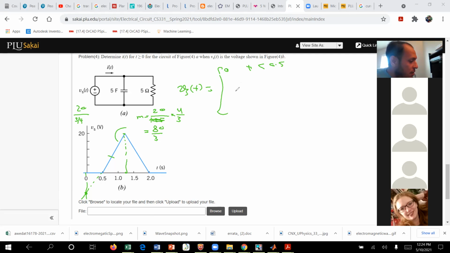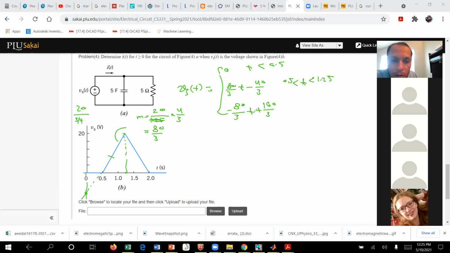So this one, that's what I wrote in the second part. It should be m, which is 80 divided by 3, t minus, according to my calculation, 40 divided by 3. This is for the range of t larger than 0.5 and less than 1.25. Similarly for the second part, I found the slope and equation: minus 80 divided by 3 t plus 160 divided by 3. Compare those numbers.